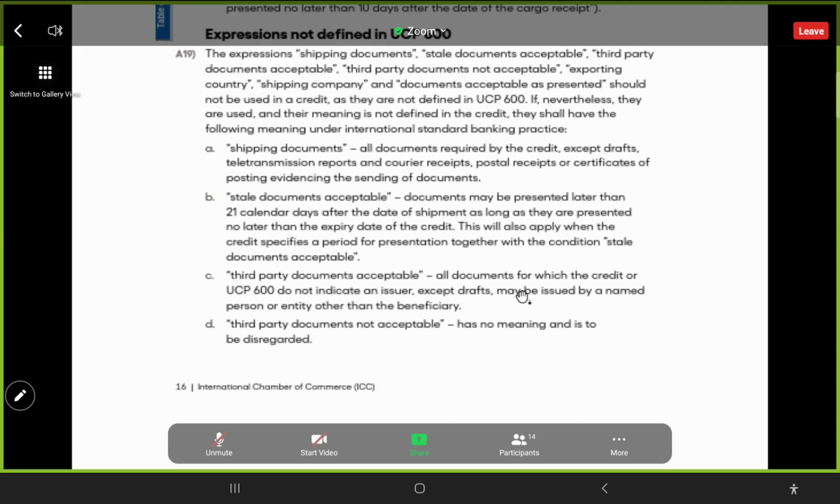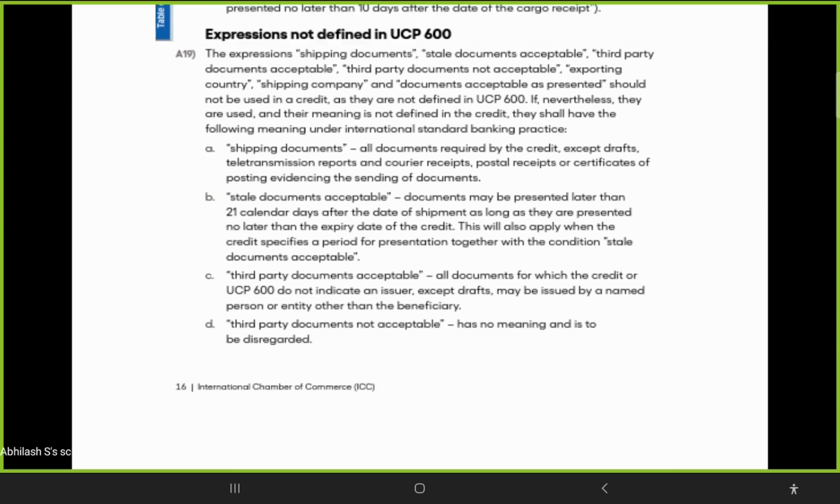Insurance documents, third party. For a few documents, we have the issuers clearly specified by the UCP, right? For a few documents, the credit will give you the issuer. For example, if a packing list or any other document is called for, and the credit specifically says that person ABC or XYZ should issue that document, then that person should issue it. So for the rest of the documents, who can issue them? Anyone can issue them, including the beneficiary, right?